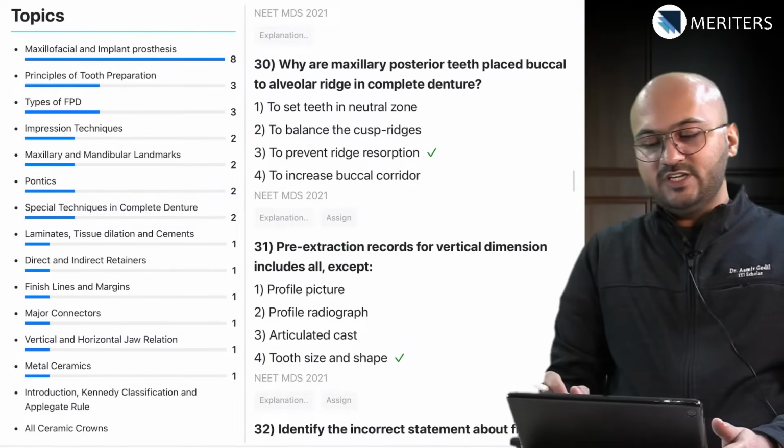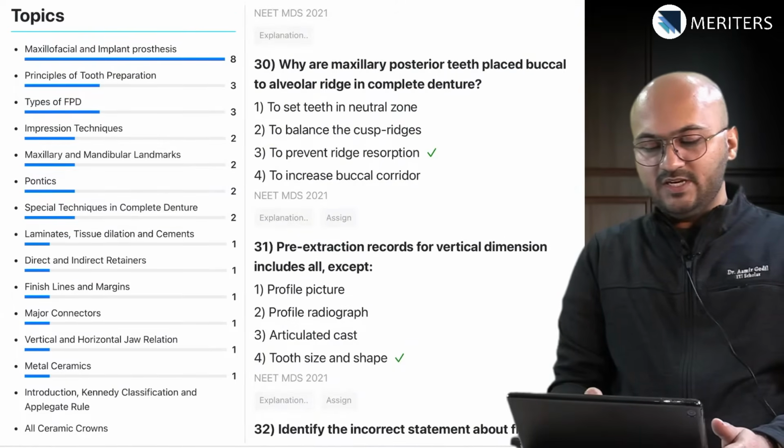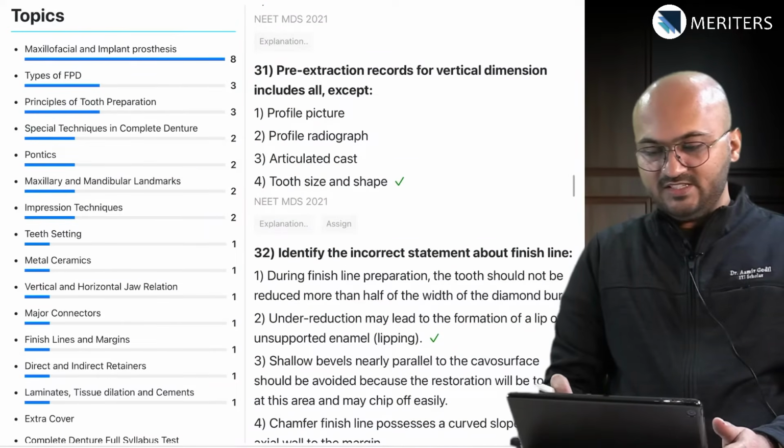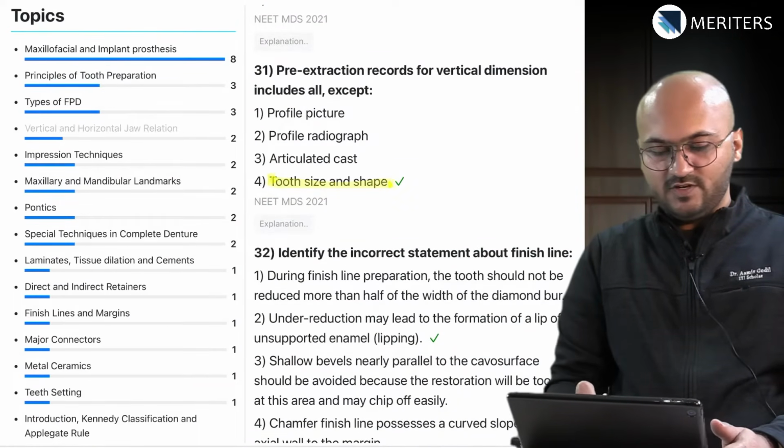Why are maxillary posterior teeth placed buccally to the alveolar ridge in complete denture? This is to reduce the ridge resorption. Pre-extraction records for VD. So that's a question on vertical dimension.